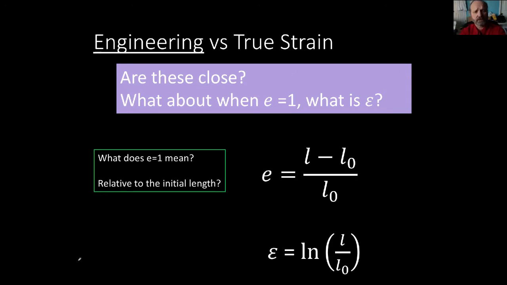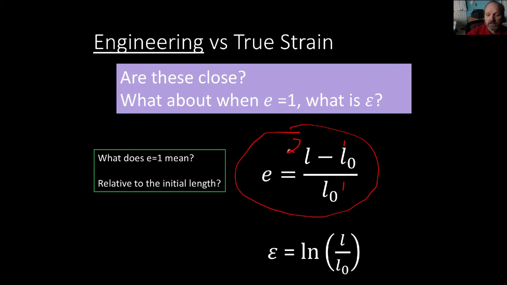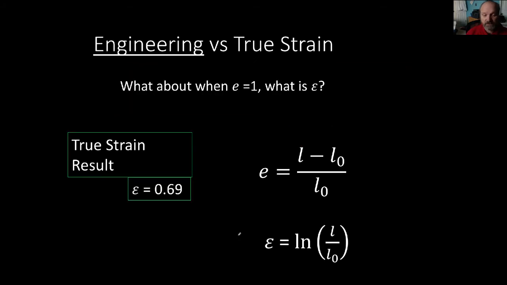So they're relatively close. In the case of very small strains, you can use the two interchangeably and get very close results in your calculations. But what happens if we double the length? That means we put a 2 in for L and a 1 in for L naught. 2 minus 1 divided by 1 is equal to 1. So if our engineering strain is 1, what's our true strain going to be? Well, putting in the same numbers, you're going to get 0.69.